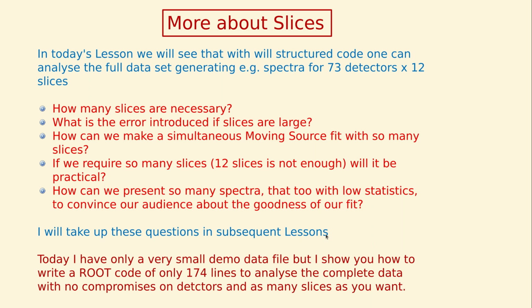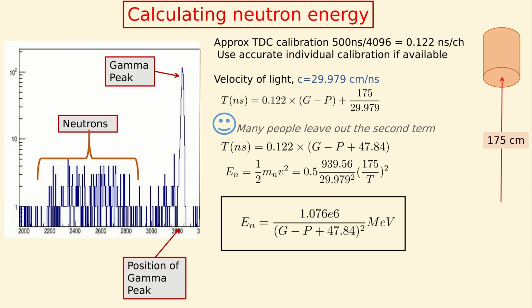I am going to show you this code, and this code is going to be small. The final ROOT code has only 174 lines. It makes no compromises. You can have as many detectors as you want, as many slices as you want, and the effective number of lines is around 100 or so, but the total program is 174 lines. This is how the program will calculate the neutron energy.